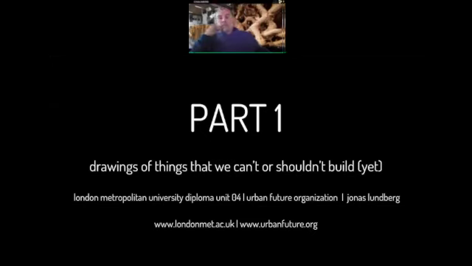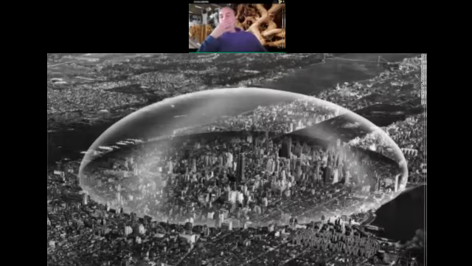So part 1, drawings of things that we can't or shouldn't build yet anyway. This is the work done at London Metropolitan University Diploma Unit 4 and at Urban Future Organization. So this is the Dome of Manhattan. You've probably seen this project, and you also know this architect. And I'm not going to talk about the project itself, but I think it's the importance of actually building big.